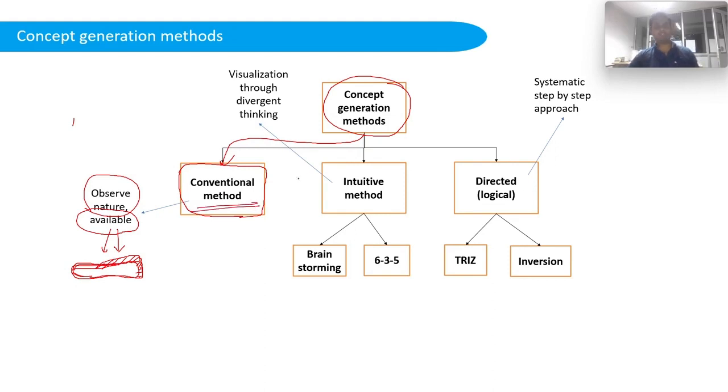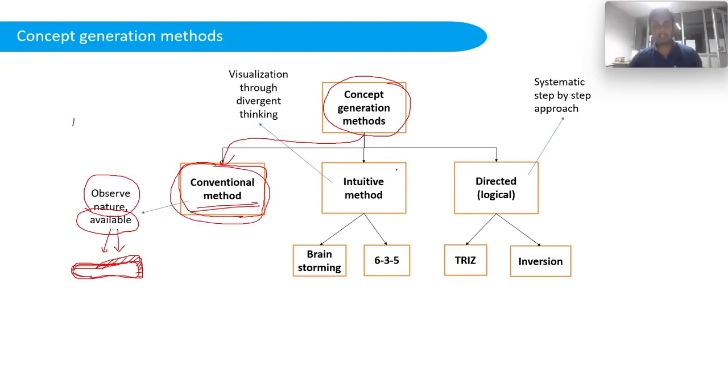In the conventional method we do not use any systematic approach. It's whatever background knowledge we have, whatever problem we think we face, and whatever solution we feel will work, then we start straight away developing those concepts. So that's what the conventional method is.